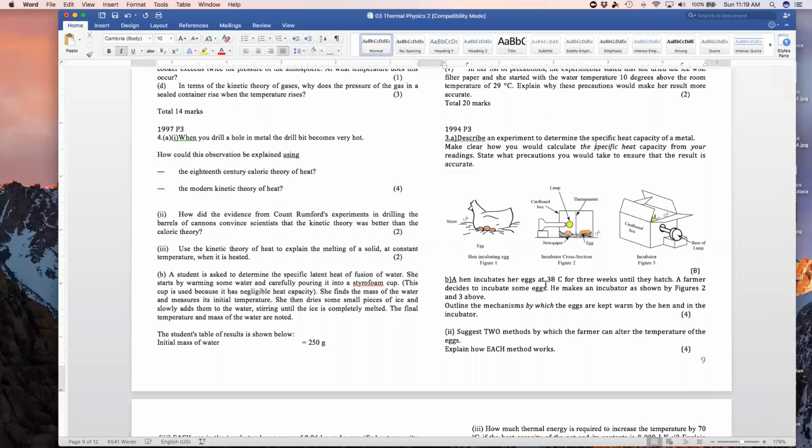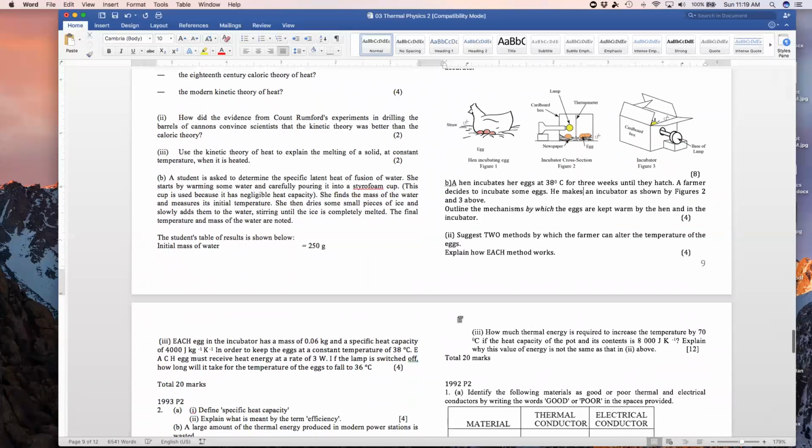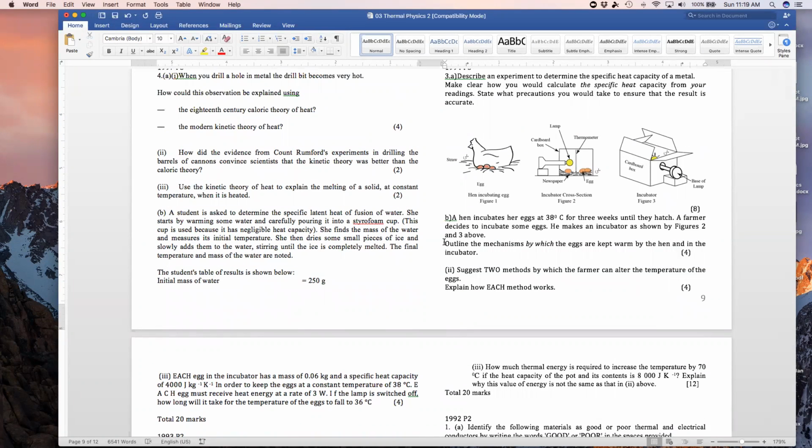Next part of the question: a hen incubates an egg at 38 degrees for 3 weeks until they hatch. A farmer decides to incubate some eggs. He makes an incubator, shown in figure 2. Suggest 2 methods by which the farmer can alter the temperature of the eggs. I think some parts of this are missing. Outline, sorry, the first part is right here. This is part 1. Outline the mechanism by which the eggs are kept warm by the hen. That's the first thing. What are the mechanisms by which the egg is kept warm by the hen?